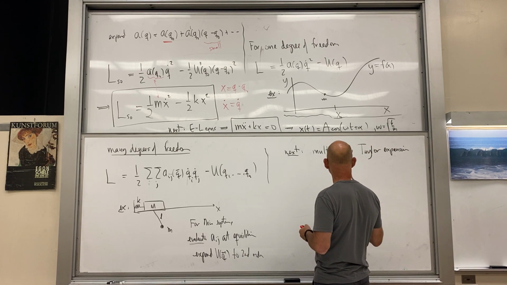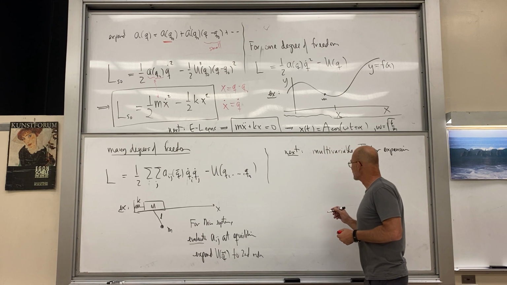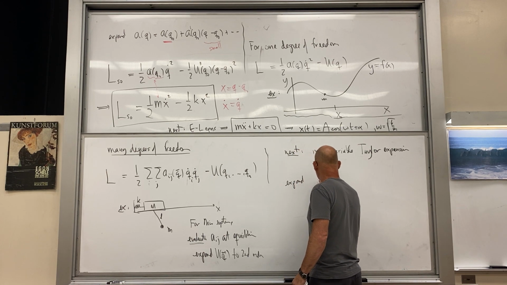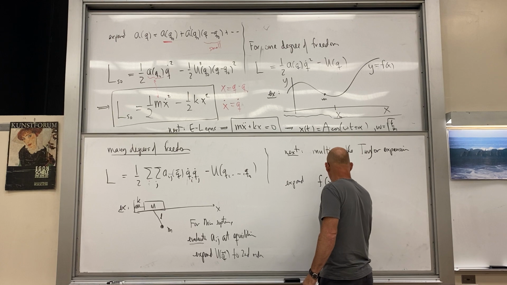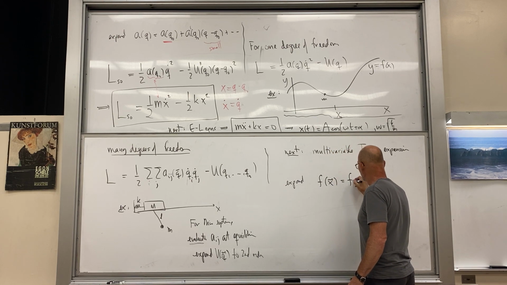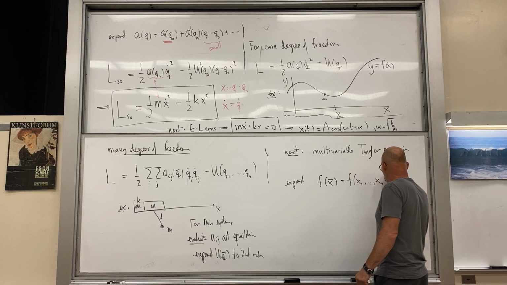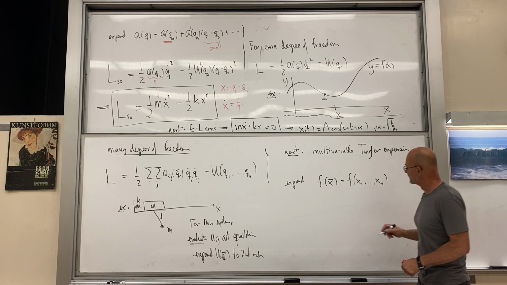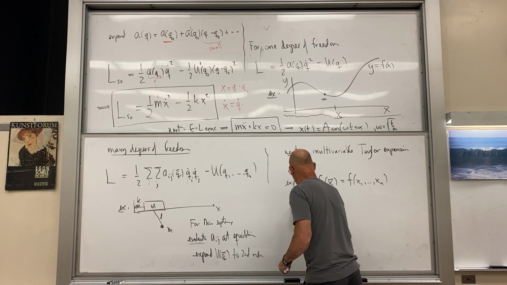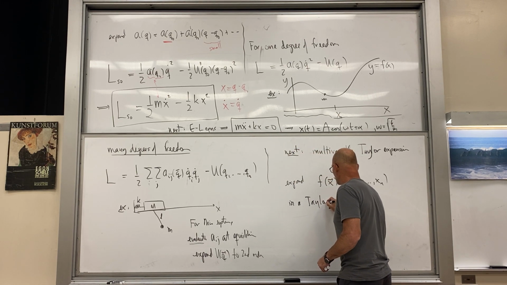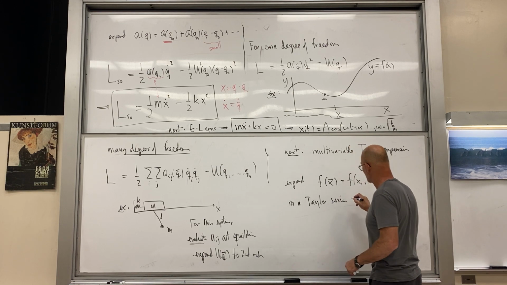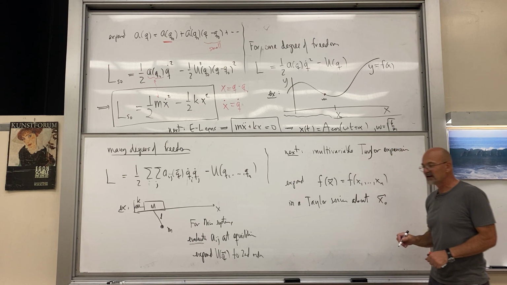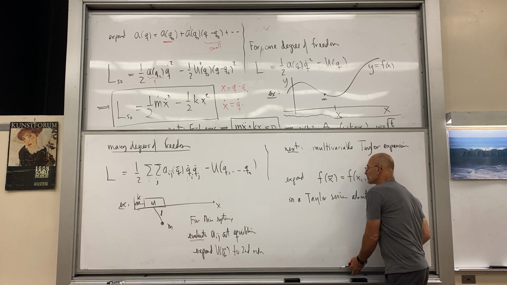And we'll just start with vectors. So we want to expand f of x equals f of x1 to xn in a Taylor series about some point x0. So we have n variables here.